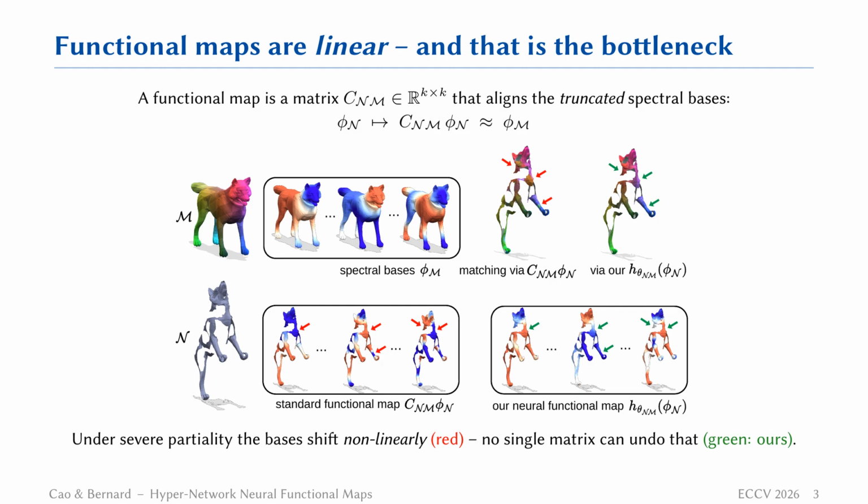When a shape loses a leg, or when two surfaces fuse together, the eigenfunctions do not simply get scaled and mixed. They deform in a way that no single matrix can undo. You can see it here. Matching through the standard functional map leaves the bases misaligned at the red arrows. The information is present in the bases. The linear map just cannot express the correction.